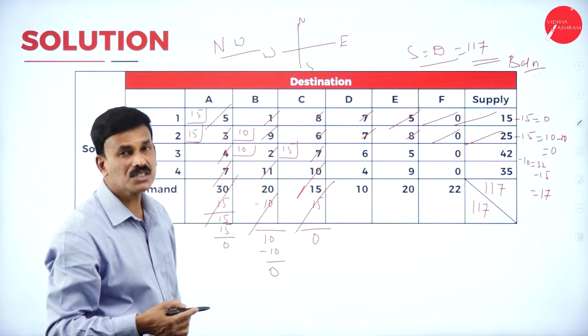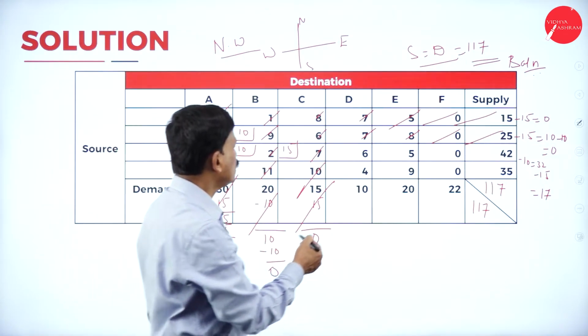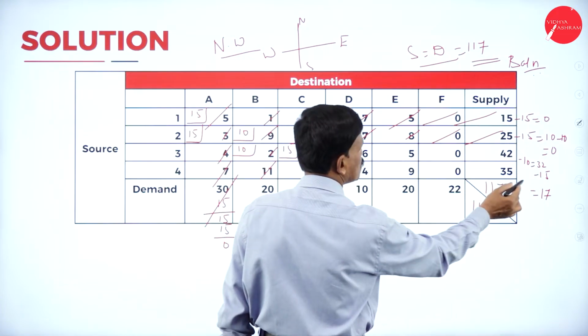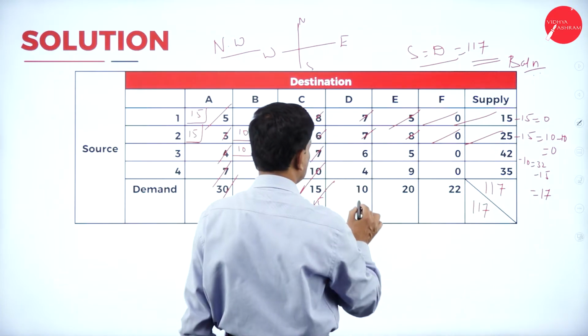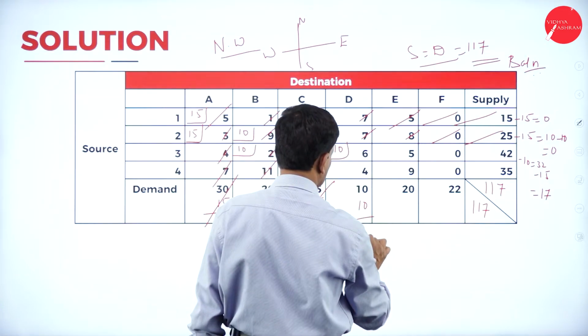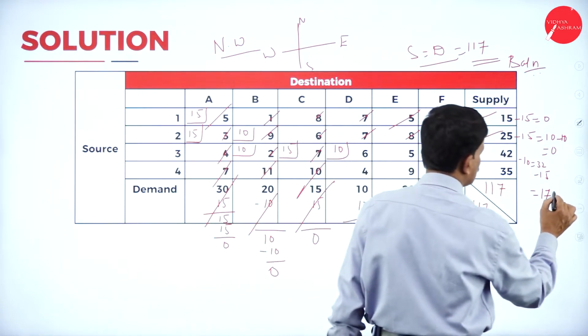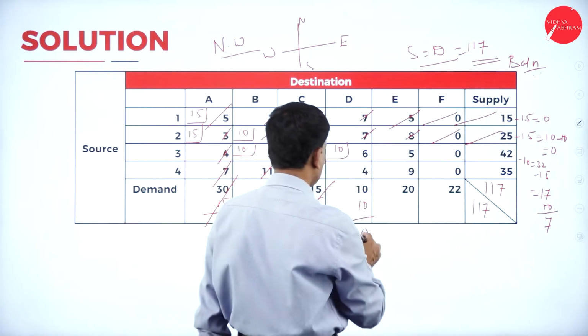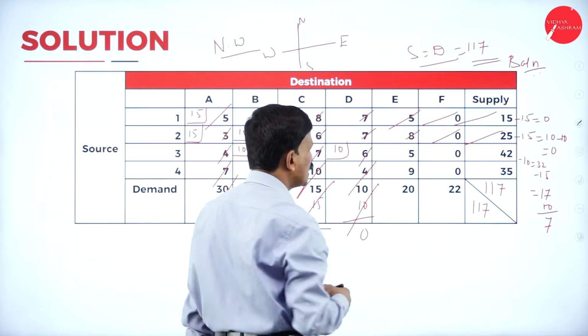Again find out the next north element. The north element is 6. For this the demand is 10 and the supply is equal to 17. So the minimum value is 10. We can allocate 10 here. 10 minus 10, this becomes 0. Corresponding to this we are going to remove 10 from this. What is left is 7. Once this becomes 0, we can cancel.